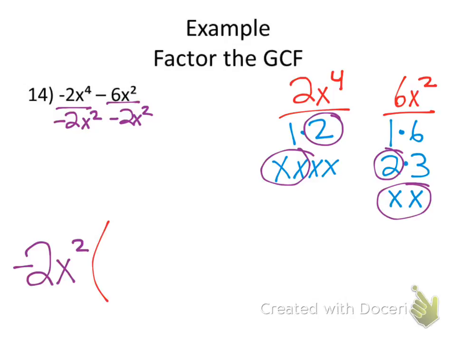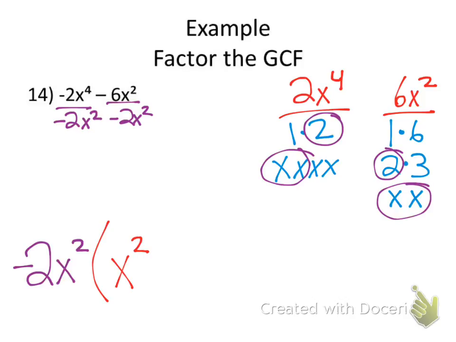Negative divided by a negative is a positive, so everything in the parentheses should be a plus. What is negative 2 divided by negative 2? Positive 1, good. And I had x to the 4th, but I'm taking an x squared out of there, so how many do I have? X squared left over, good. And that is positive because a negative divided by a negative is a positive.